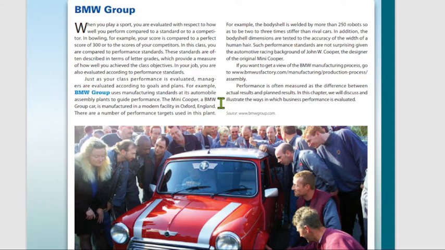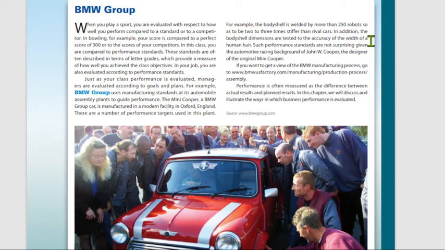The Mini Cooper, the famous Mini Cooper, a BMW Group car, is manufactured in a modern facility in Oxford, England. There are a number of performance targets used in this plant. For example, the body shell is welded by more than 250 robots so as to be 2 to 3 times stiffer than rival cars. In addition, the body shell dimensions are tested to the accuracy of the width of a human hair. Imagine the width of a human hair.